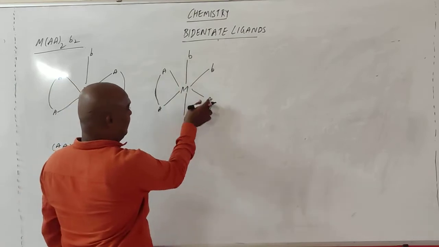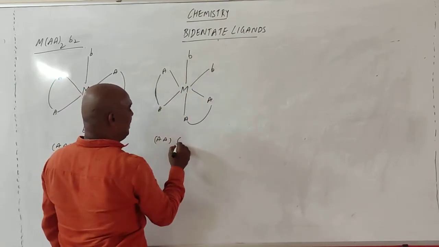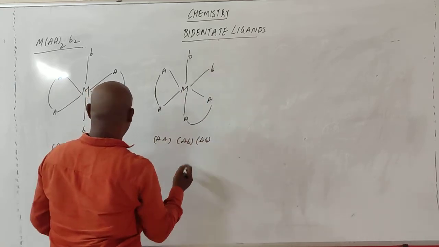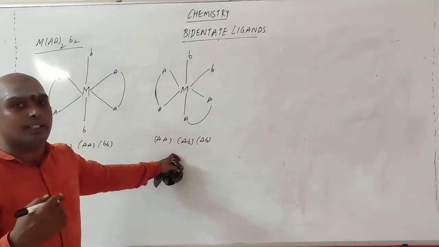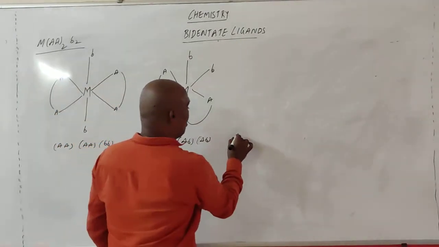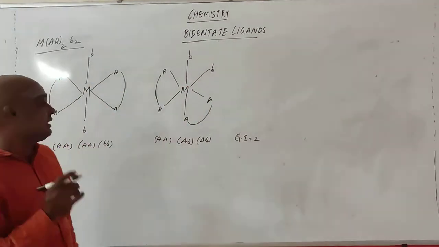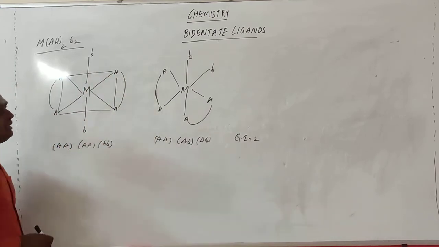This one AA, this is AB. AB. See, this set is different from this set. Even if one set is different, you can say that it has geometrical isomers. So how many geometrical isomers are there? 2. Optical isomers.